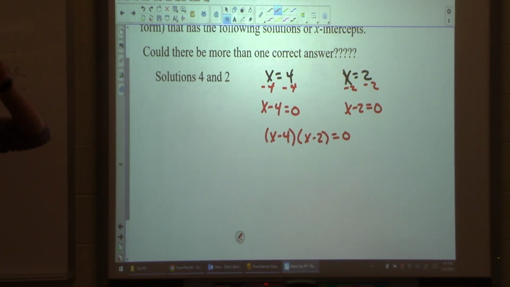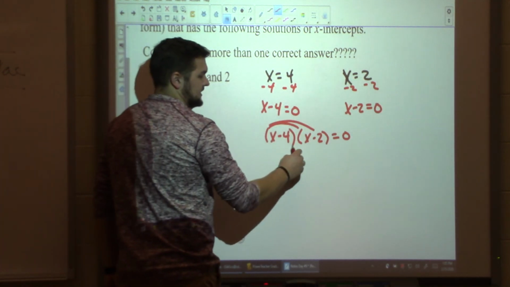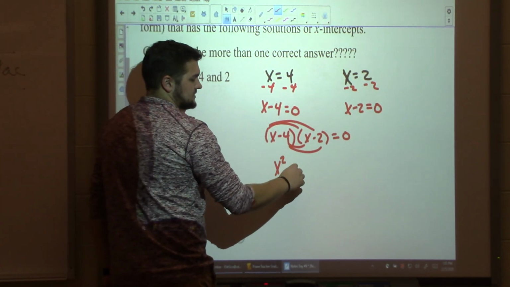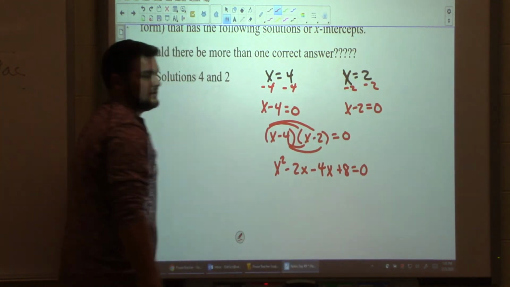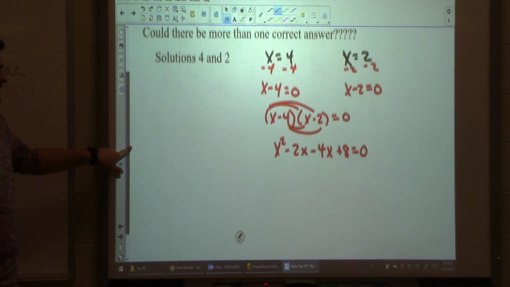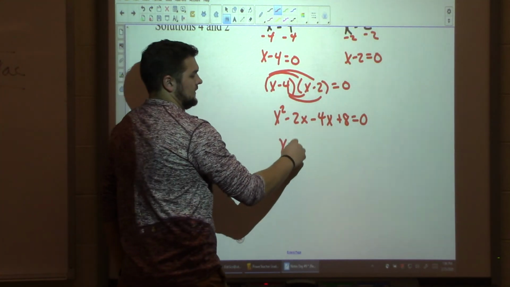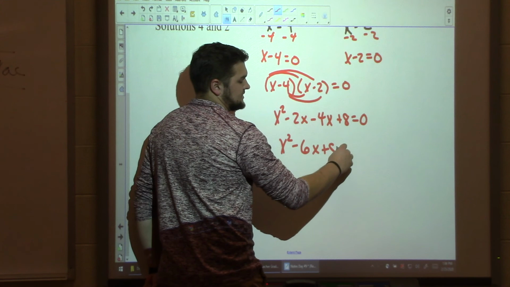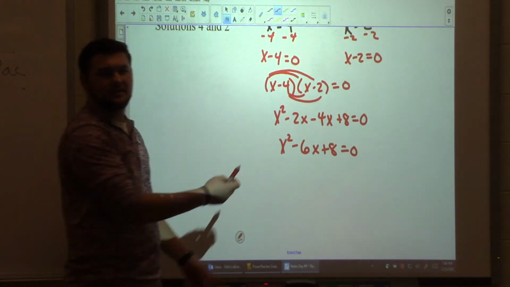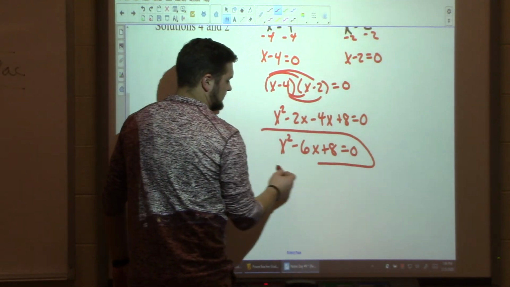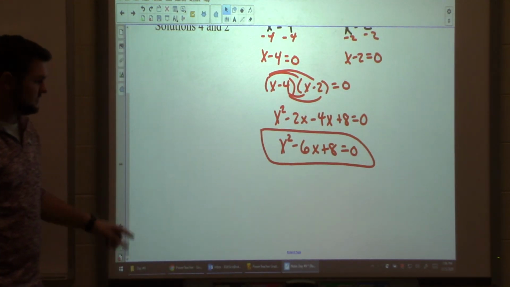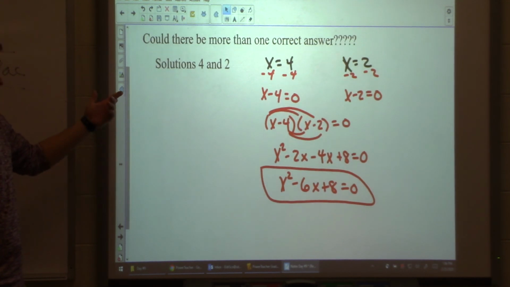Well, what would I do with that then? I would FOIL it, right? First, outside, inside, last. X squared minus 2x minus 4x plus 8 equals 0. Well, x squared minus 6x plus 8 equals 0. Hold on. Isn't that standard form right there? That's it. I'm done. All you had to do. That was pretty easy, right?